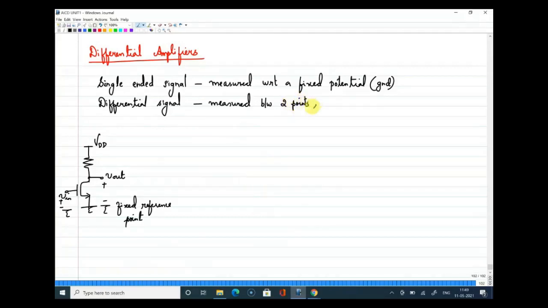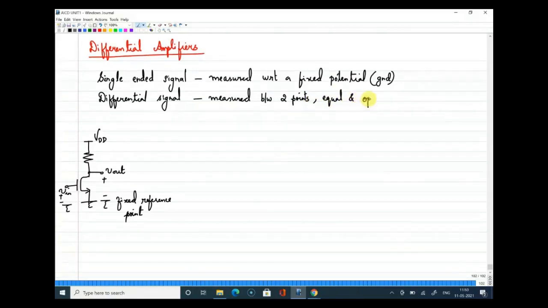But what is the specialty of those points? Those points will have equal and opposite signal excursion. Equal and opposite signal excursion. So what do you mean by this? Equal and opposite signal excursion.